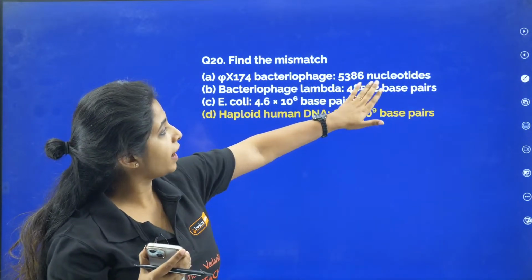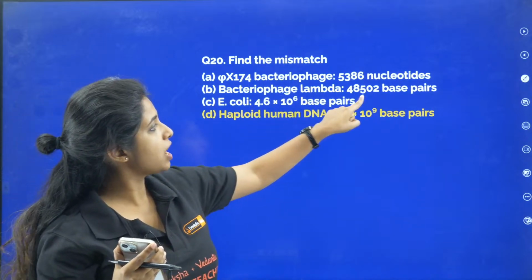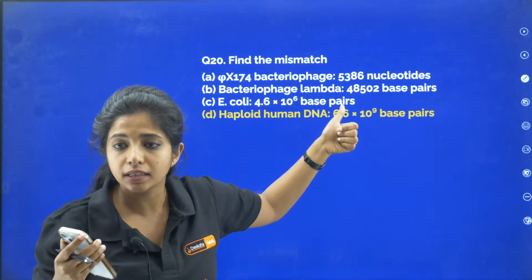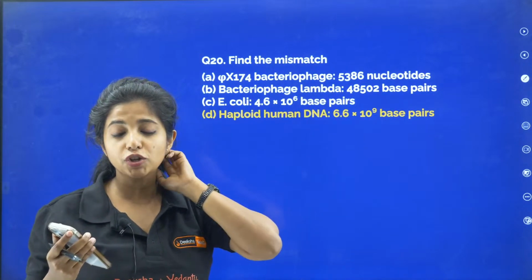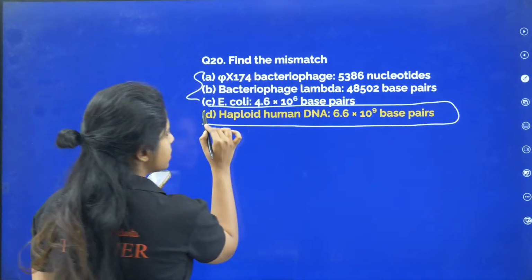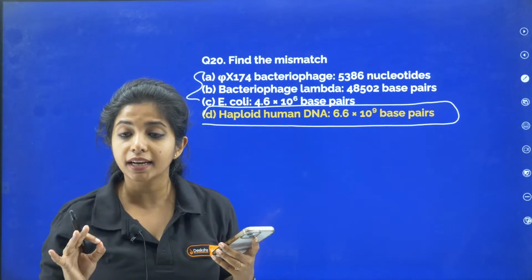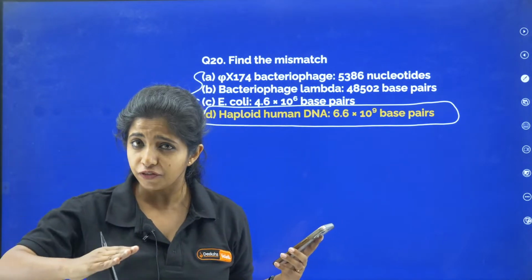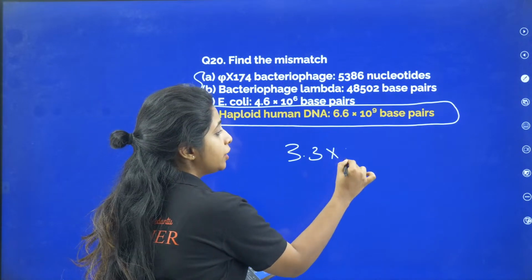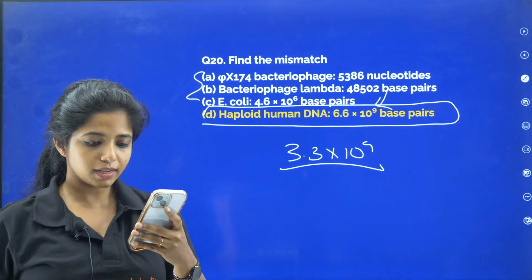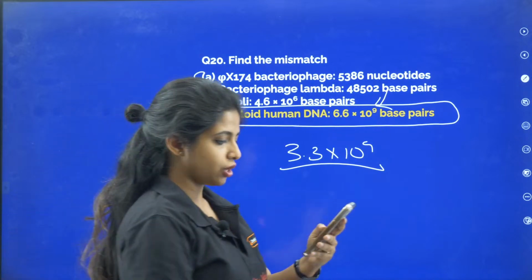You have bacteriophage with 5386 nucleotides, correct? Bacteriophage lambda 48502, correct? E. coli 4.6 into 10 to the power 6 base pairs, correct? My dear children, they are just making you confused by giving big terms. It's just for you to identify this. The easiest one: haploid human DNA. Can it contain 6.6 into 10 to the power 9 base pairs? Wrong. Haploid is half of it. That means it will be 3.3 into 10 to the power 9. This is for diploid, 6.6 into 10 to the power 9. Okay? Works? Chalo. Next.